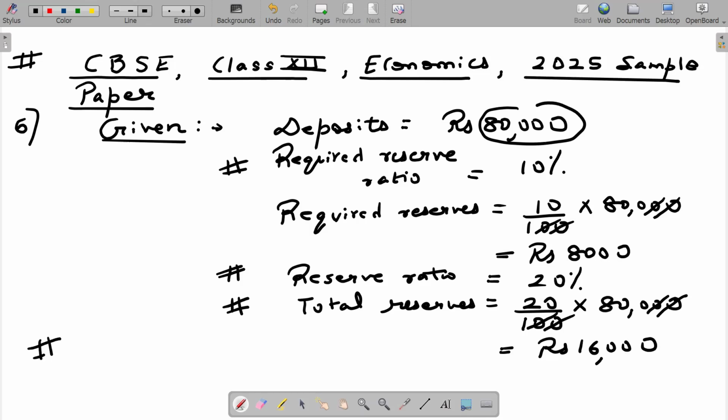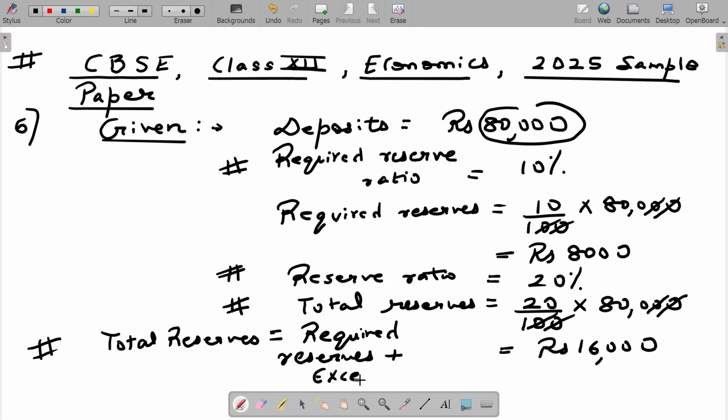And we know that total reserves is equal to, students can write this, the sum of required reserves plus excess reserves. Excess reserves are the reserves held by the commercial bank over and above CRR and SLR. And holding excess reserves is not compulsory or mandatory. Remember, holding required reserves is mandatory as per RBI guidelines. But holding excess reserves is completely optional and it varies from commercial bank to commercial bank.